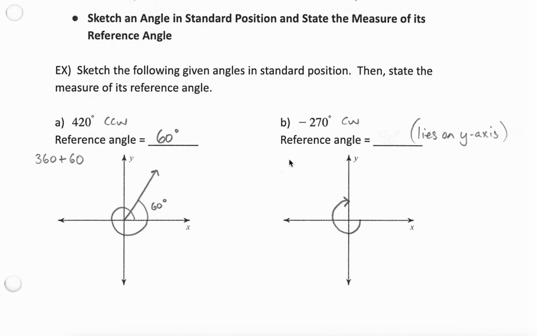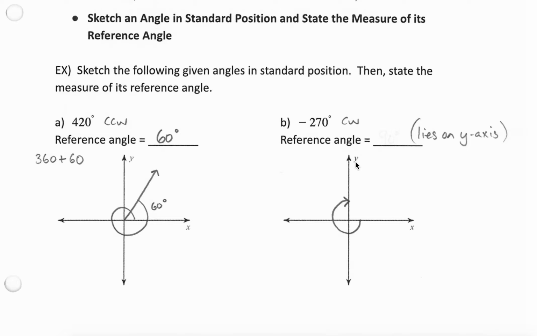Part B. A negative angle, we know we're going to open up clockwise. We're going to go 270 degrees. Well, if you think about your quadrants are each 90 degrees, then that's just finishing up 3 quadrants. So one quadrant, second quadrant, and the third quadrant. That puts us right on the y-axis.